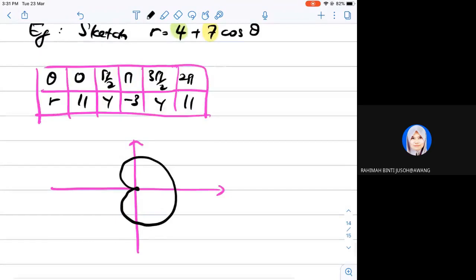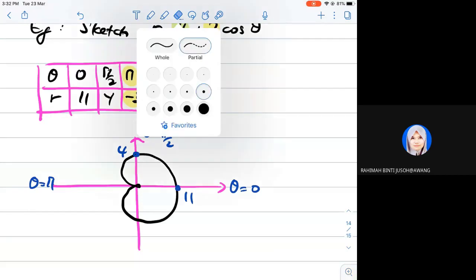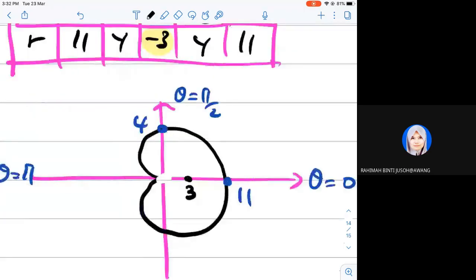Okay, so now theta equals to 0. Theta equals to 0 kat sini. So dia dapat 11. Betul dah. Theta equals to pi over 2, kat sini 4. Okay, theta equals to pi. Ni be careful ni. Okay, look here carefully. Kita dapat negative 3. Apa maksud negative radius? Dia reflect ke? Ya, reflect. So bermaksud bila reflect dia tak berada pada sudut theta equals to pi. Bermaksud dia masuk ke dalam kan? Ya. Dia akan jadi masuk ke dalam. So negatif 3 tu bila you reflect dia akan berada dekat sini. Jadi positif 3. Sebab you kena reflect.